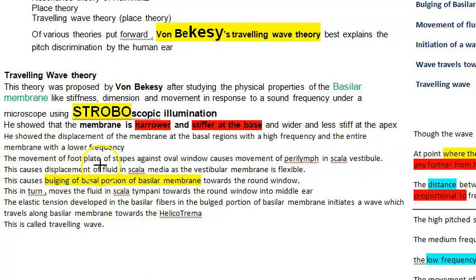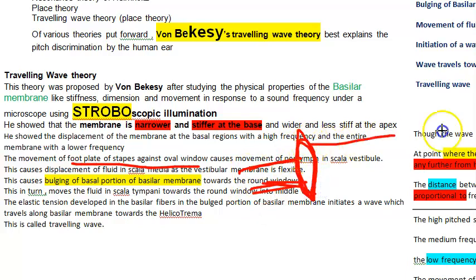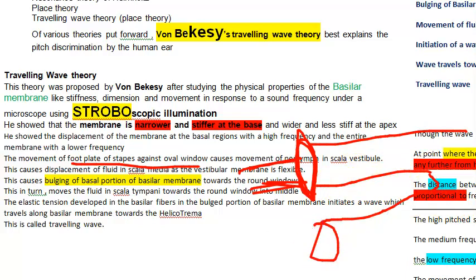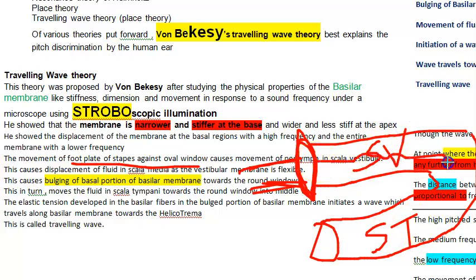Now understand the next statement here: footplate of stapes against oval window. Let's say this is the footplate of stapes, and it is against the oval window. Now what happens? Here you have the scala vestibuli, which has the perilymph. Then here you have the round window. Then here, this is the scala tympani. This is the scala vestibuli. Now the perilymph moves, and because of this the basilar membrane will vibrate and pitch discrimination happens. This is Reissner's membrane.